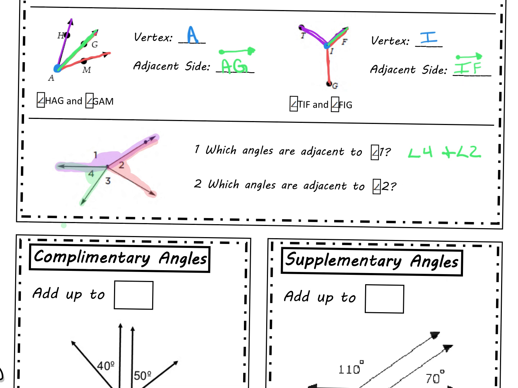And then now it's saying which angles are adjacent to 2. And so 2 is in red, all right? And 2 is already highlighted in red. If angle 1 is adjacent to angle 2, then angle 2 also has to be adjacent to angle 1. And then let's look. Angle 2 is also adjacent to our other angle over here in blue, which is going to be angle 3. All right.